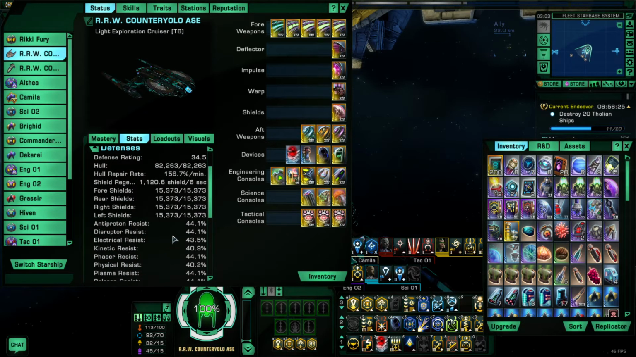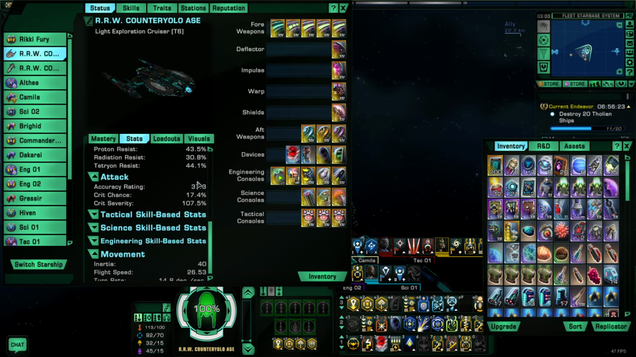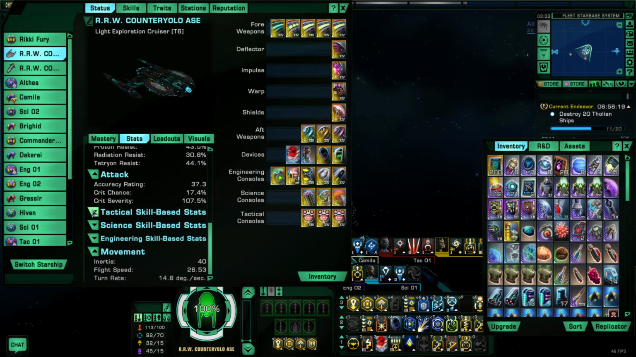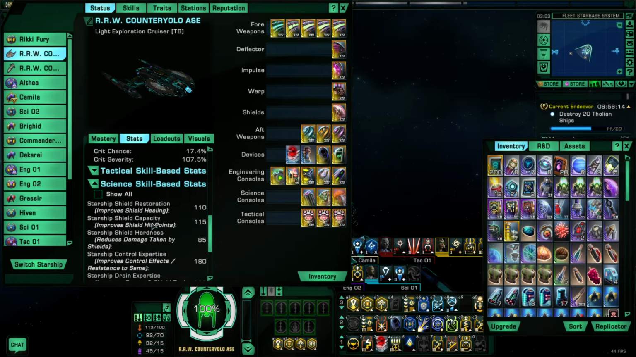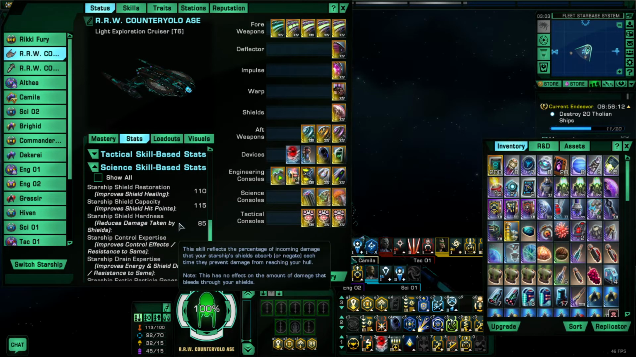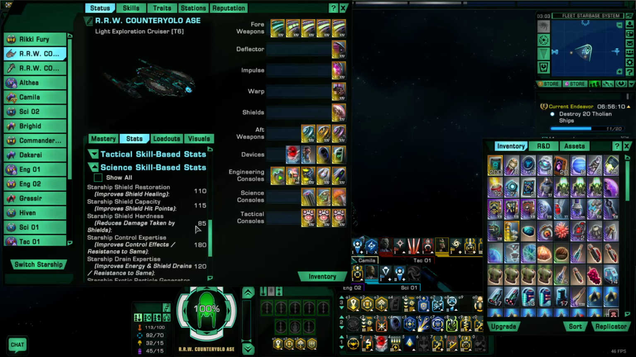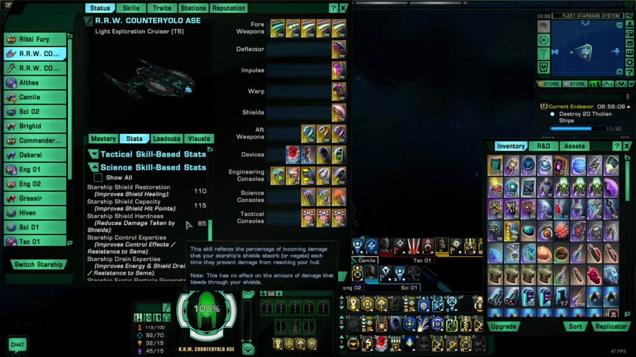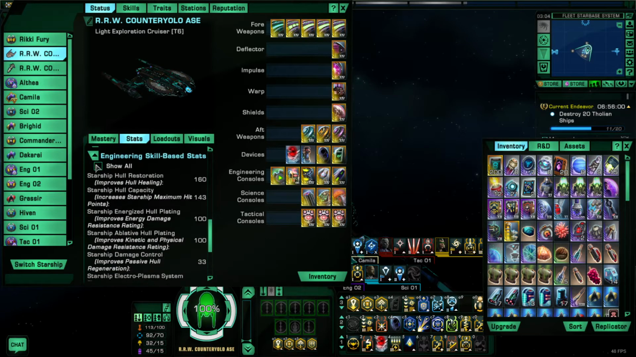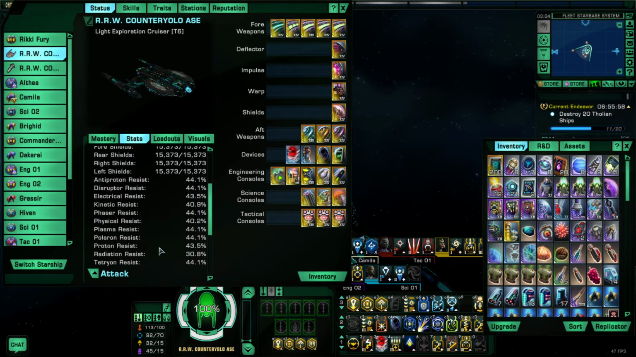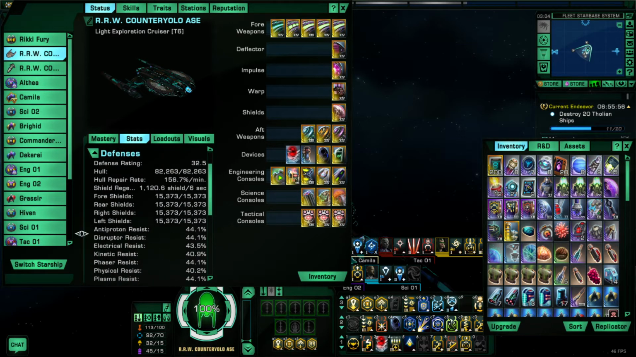And we have cool things like defense and accuracy, which most people don't even pay attention to, crit chance, and crit severity, which a lot of DPS people will care about. We have tactical stats, which doesn't show it. We have science stats, which shows shield hardness, but this is only the stats strictly from the skills, not from other sources, which is definitely in my current ship build right now. Then we have engineering, which doesn't show anything. And then there's movement. So this stat is literally not showing anywhere over here.